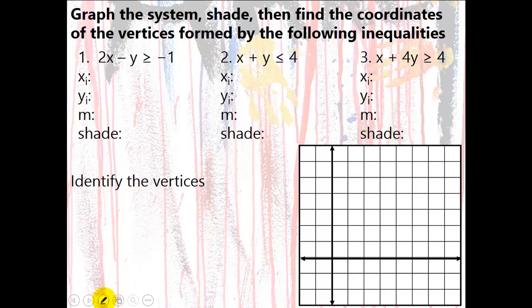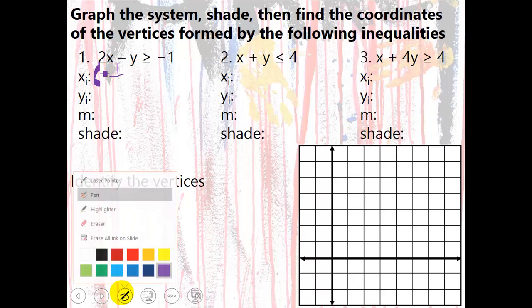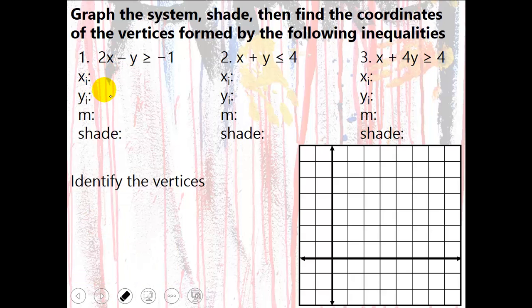My x-intercept is, ooh, wrong thing, -1/2. -1/2, 0. My y-intercept is 0, 1. My slope is 2, negative 2 over negative 1, that's 2. And when I test the point 0, 0, 0 is greater than negative 1, that's true. So that's toward.